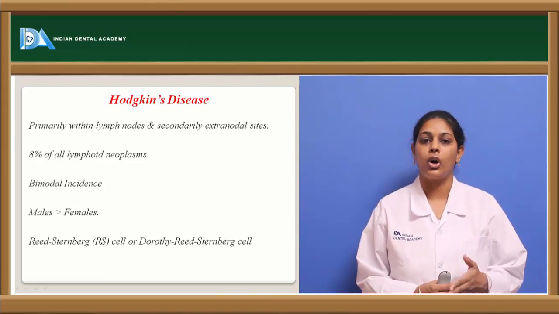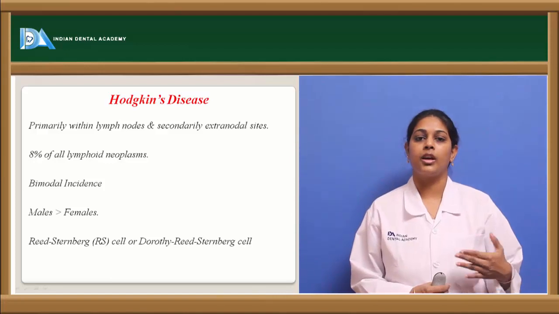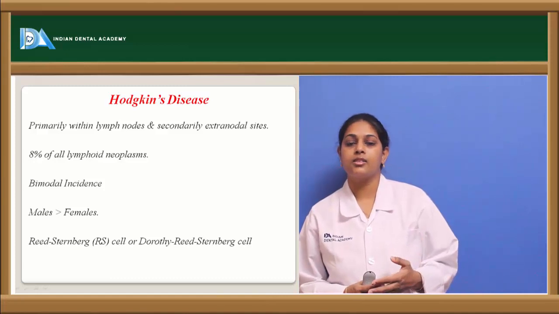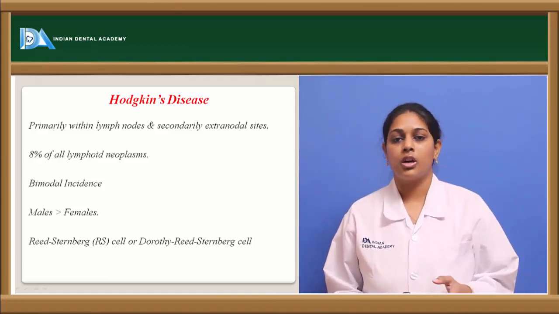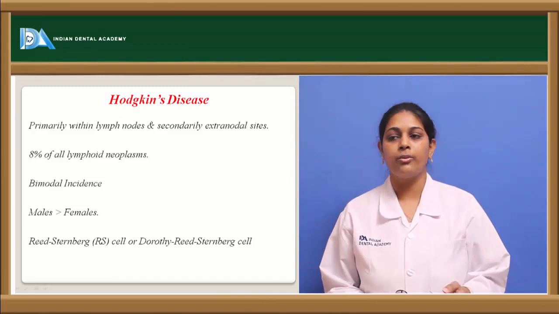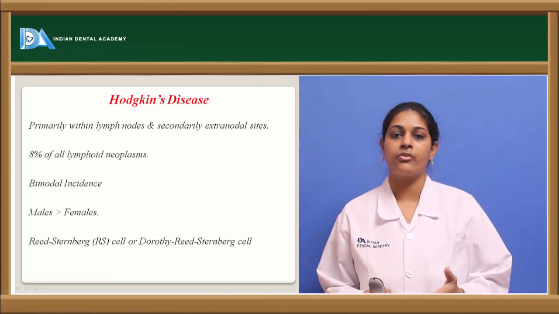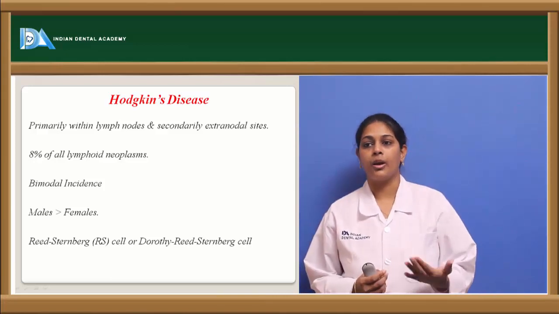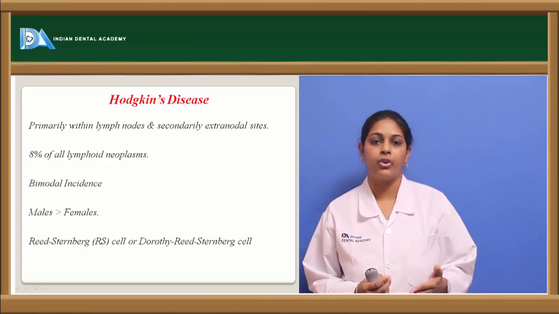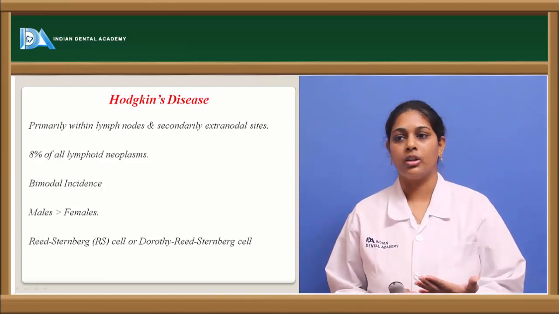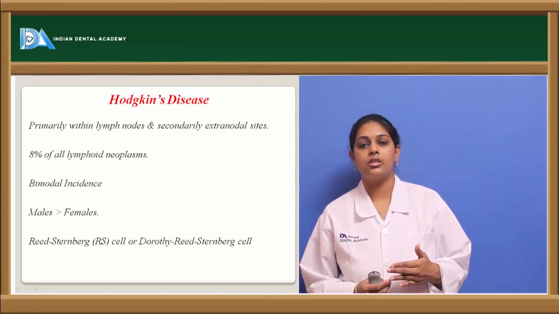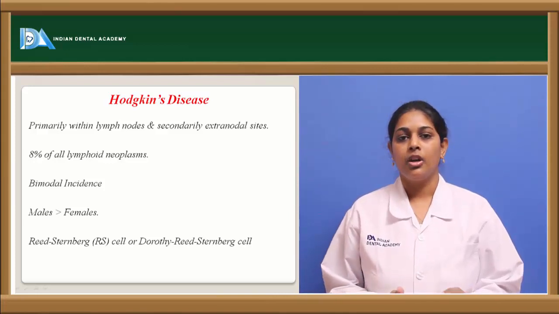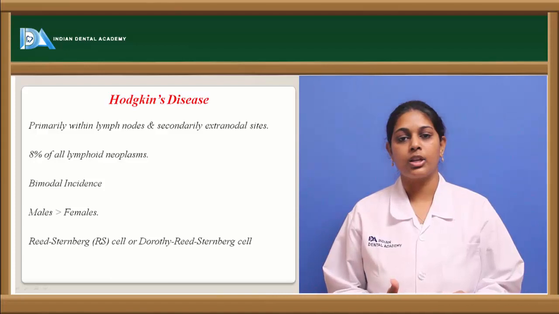Most of it constitutes Hodgkin's lymphoma. It comprises 8% of all lymphoid neoplasms, and it occurs in a bimodal incidence, that is, it is seen in two age groups. The first peak occurs between 15 and 35 years of age, whereas the next age group is above the fifth decade, from 41 to 50 years or above 50 years. So there is a bimodal incidence of Hodgkin's lymphoma. Coming to gender predilection, males are more commonly affected than females.